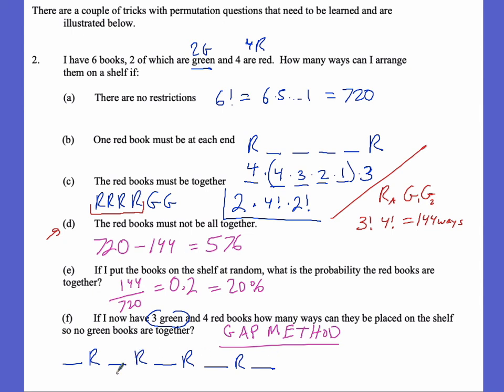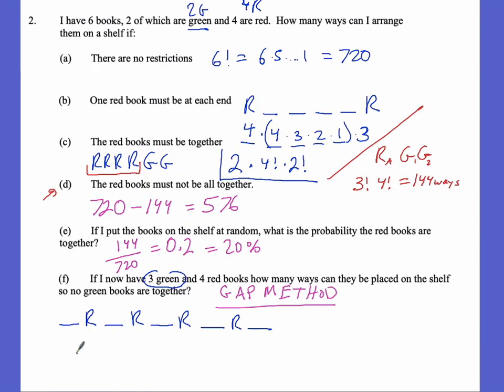Okay? So there are 5 choose 3 ways to pick the gaps. Then there are 3 factorial ways to arrange the 3 green books and 4 factorial ways to arrange the red books. So all that works out to 1,440 ways.